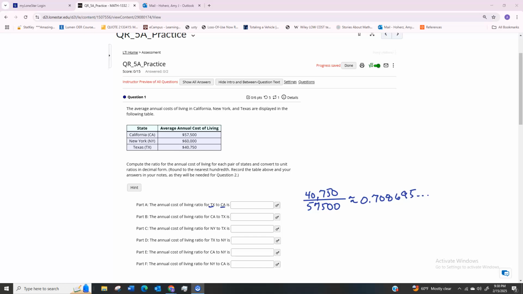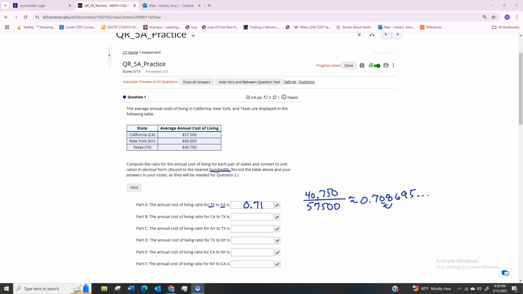One of the things that I think may have been a problem, but I don't think it was the main problem, is this says to the nearest hundredth. And we were using the nearest thousandth. We were using 3 decimal spots, and hundredth is just 2 decimal spots. So we want to round to here. So this is 0.71 right here.